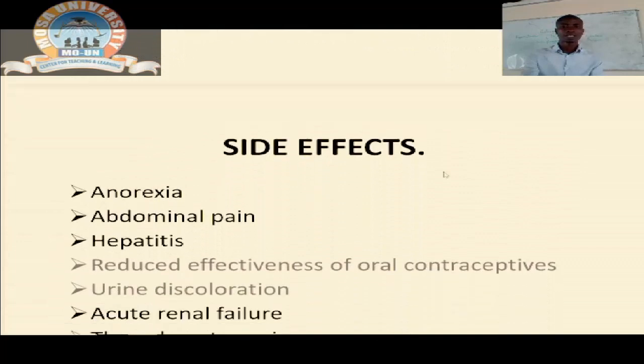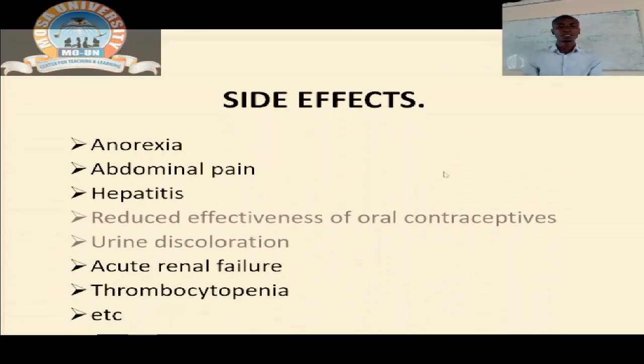The side effects of rifampicin: we have anorexia, abdominal pains, hepatitis, and also reduced effectiveness of oral contraceptives. So if a client is taking oral contraceptives, you can advise them to use other contraceptives apart from oral contraceptives, because it reduces the effectiveness of oral contraceptives.